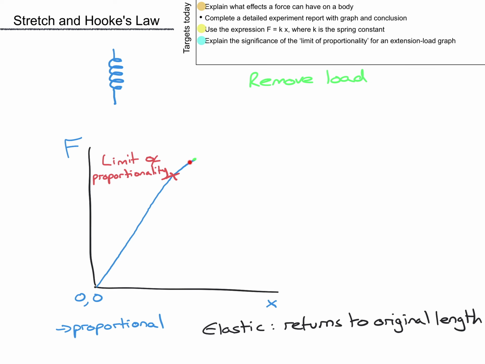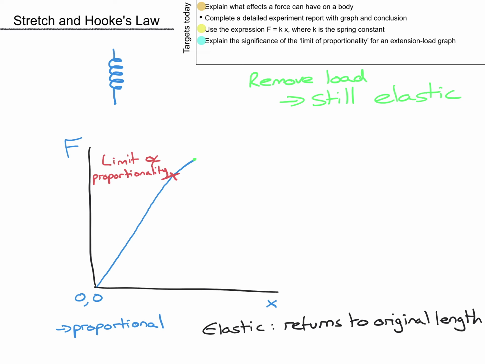In actual fact, the graph will still trace the line back down to the origin. This is a bit surprising to many people, but it's real. So the spring is still elastic at this point. We can keep stretching and unstretching, but the spring is elastic even though it's not following a proportional graph.